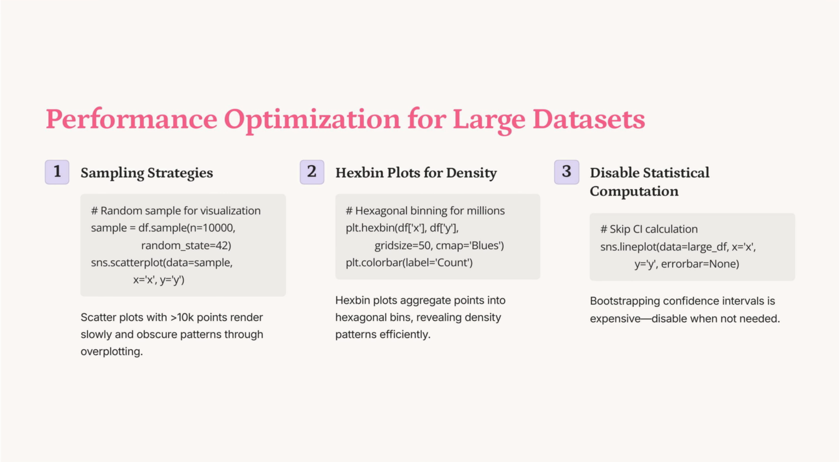For large datasets, optimize performance by using random sampling for visualization. Scatter plots with over 10,000 points can be slow and cluttered. Hexagonal binning efficiently reveals density patterns by aggregating points. Additionally, disable statistical computations like confidence intervals when unnecessary to save resources. These strategies ensure efficient data visualization without compromising on clarity.